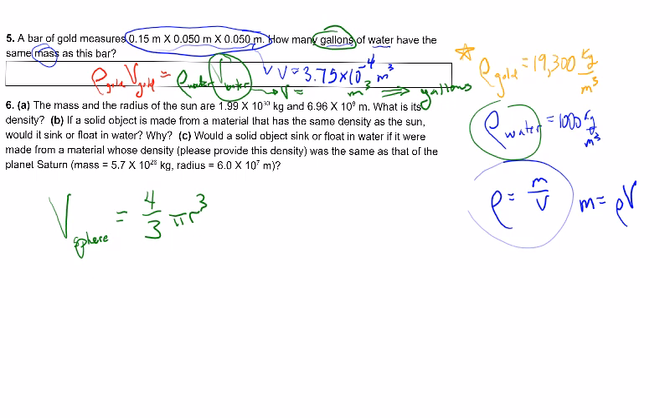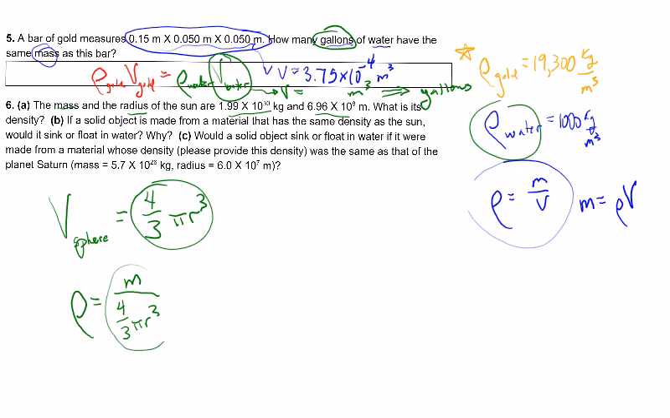In the first one, it says the mass and radius of the sun are these values. What is its density? So we're going to use the density equation. We take the mass of the sun divided by, and I'm just going to put this equation in, 4/3 pi r cubed. They give us the radius of the sun and its mass, and we just plug those in. Then B: if a solid object is made from a material that has the same density as the sun, would it sink or float in water, and why?